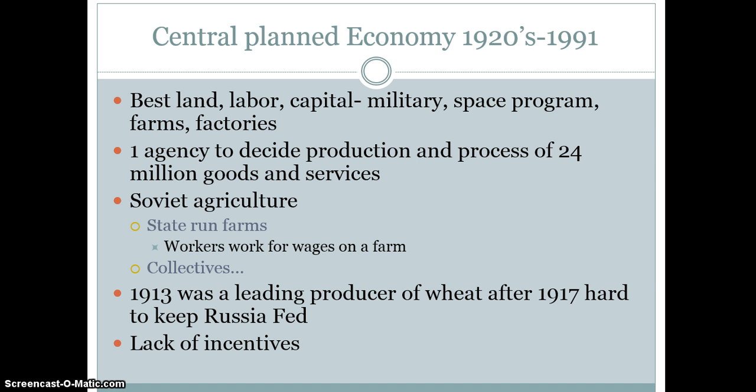Let's talk about Soviet agriculture. They had state-run farms. They were owned by the government, and workers worked for a wage on the farm. So you went to work every day, you worked, you toiled on the land, and you were given a wage. Then they also had collectives, and you put a definition of that in your notes now.